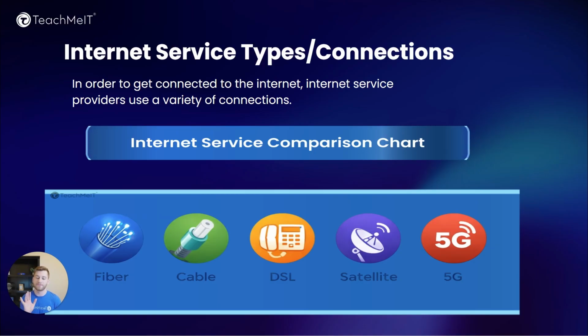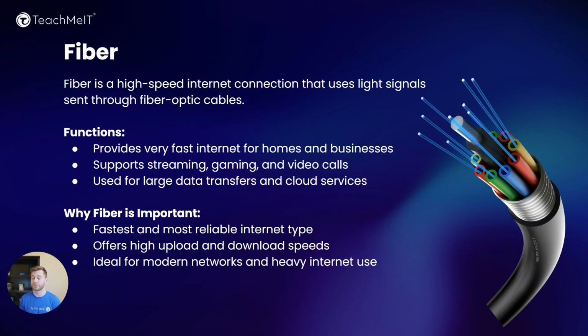We're going to learn about the 5 different types of internet service, including fiber optic internet service, cable, DSL, satellite, and 5G, as well as other mediums such as older 4G and 3G. Let's dive into it and let's explore fiber first.